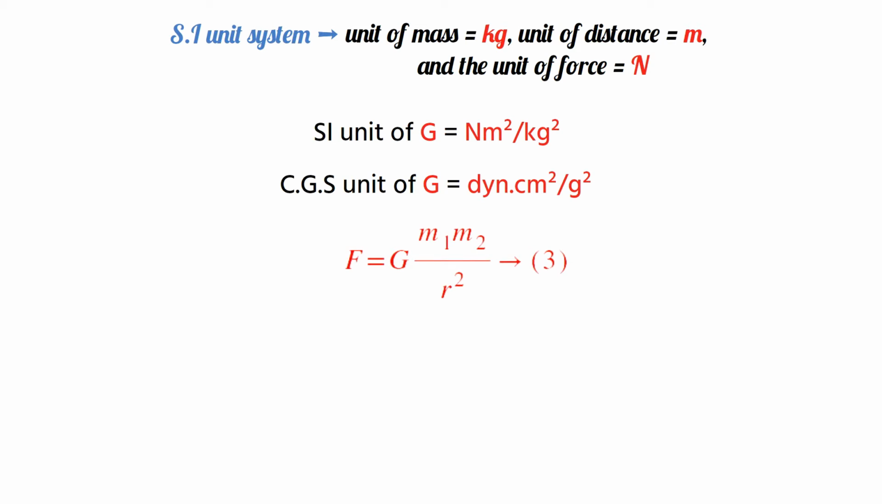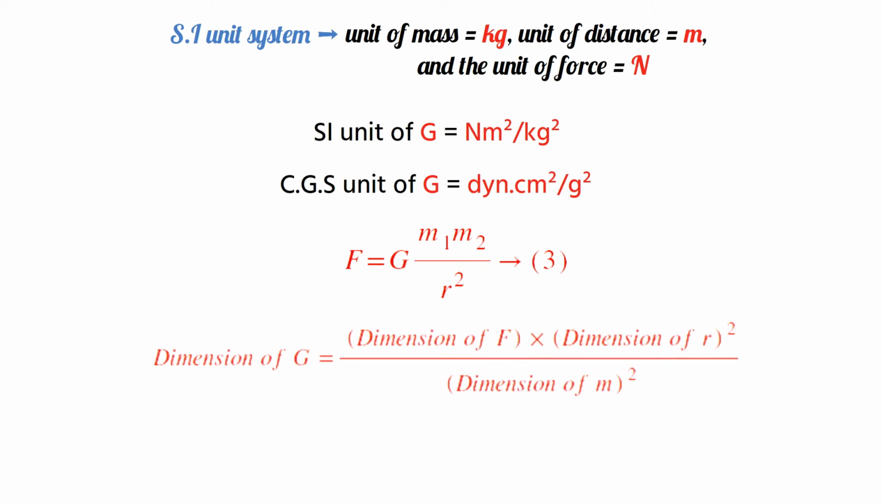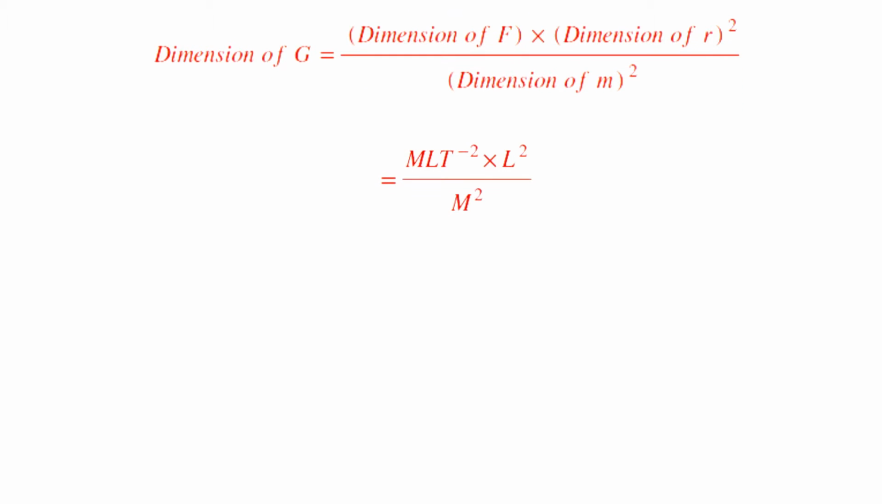Again, using equation number 3, we can write the dimension of G is equal to dimension of F times dimension of r squared divided by dimension of m squared. That is, M L T^-2 times L squared divided by M squared, or M^-1 L^3 T^-2.